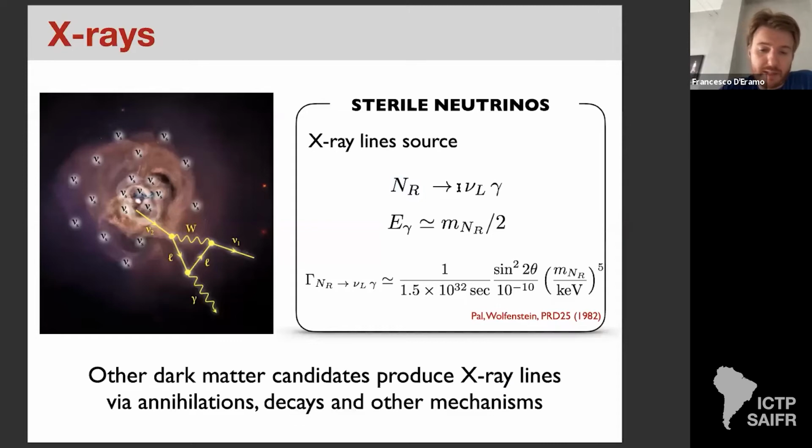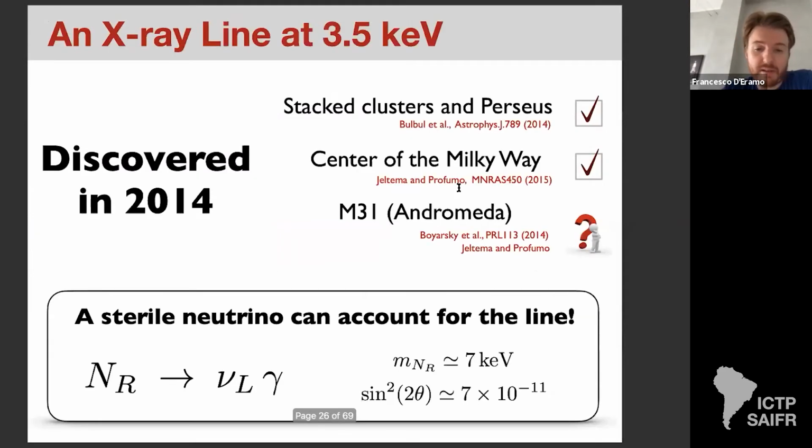So there are also other candidates producing X-ray lines. The sterile neutrino is a particularly motivated one, so that's why I wanted to mention it. And it's interesting because in 2014, there was a discovery of an X-ray line at 3.5 keV, but it's quite controversial, okay? So there is no conclusive evidence because you can see the line in some environments, but you do not see the line in other environments.